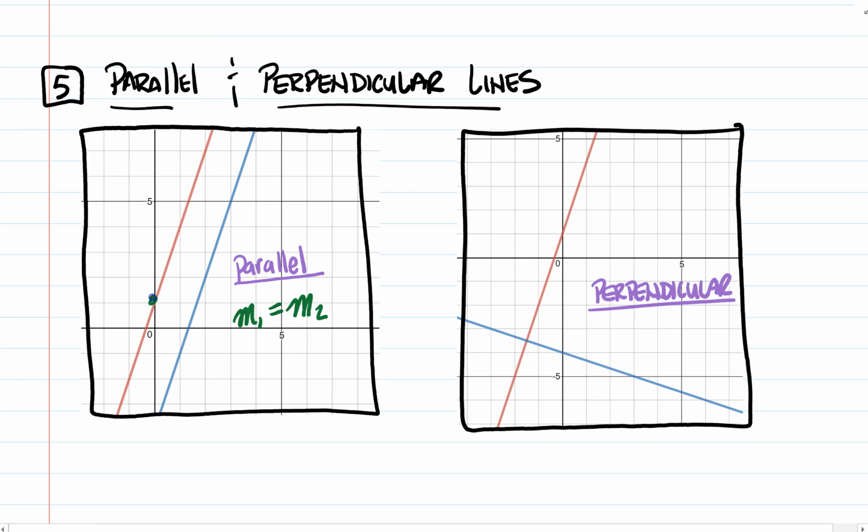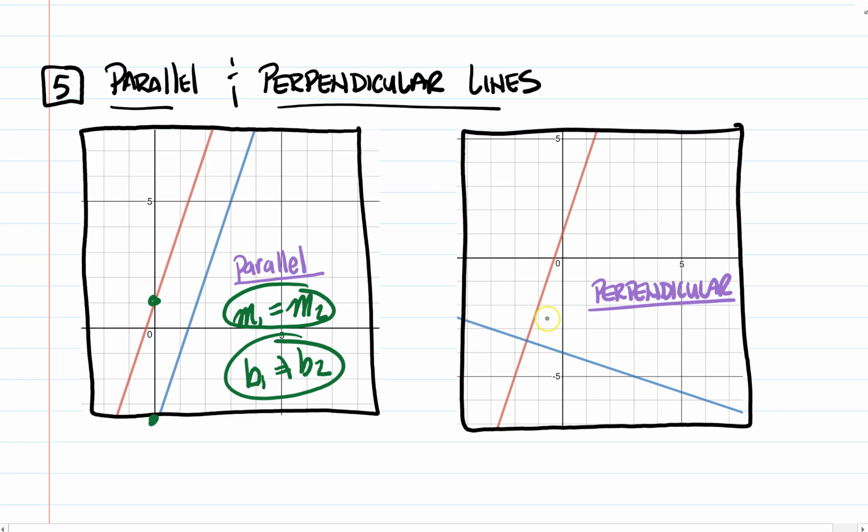But you'll notice that where they intercept on the y-axis, the b value, b1 is not going to be equal to b2, meaning that their y-intercepts are going to be different. So parallel lines, of course, have the same slope, but they have different y-intercepts.